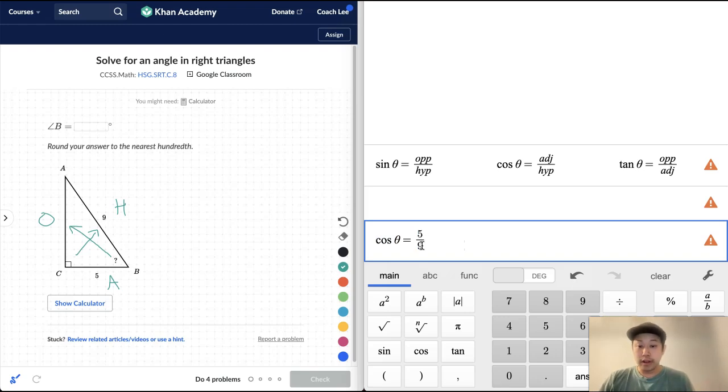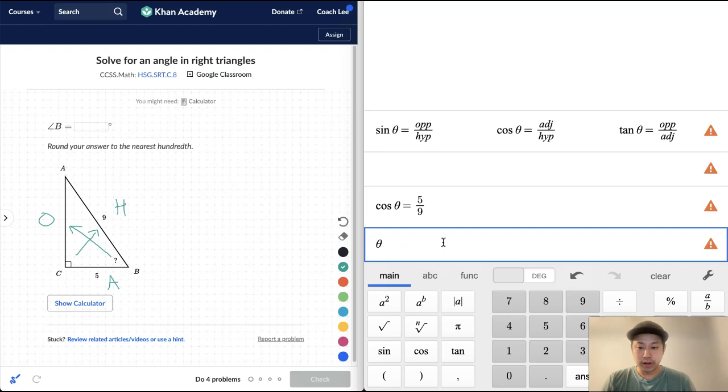Remember, we're solving for theta. This is just like x. If it helps you, you can use x, or you can put the question mark. Let's just leave it as theta for now. Right now, the equation is cosine of theta equals 5/9. I'm trying to get theta equals something. So how do you undo a cosine of theta? You have to take the inverse cosine.